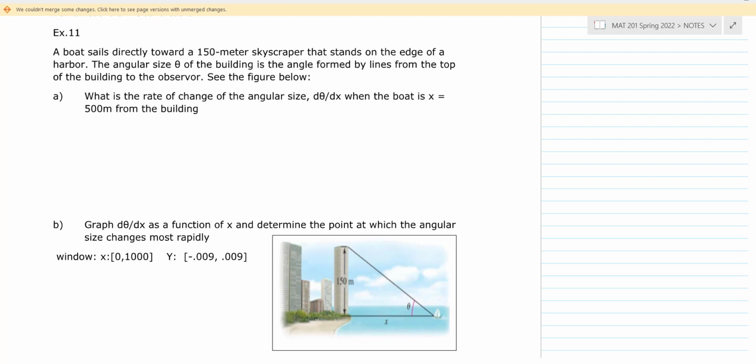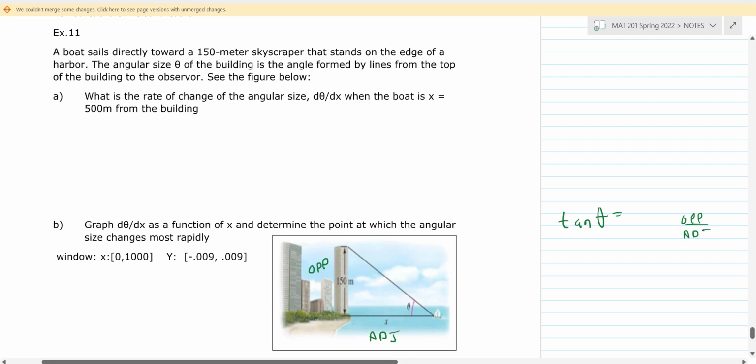So we actually have two choices on this. If you look at theta and look at this side diagram, that's the side opposite. This is the side adjacent. So remember, the tangent of theta is opposite over adjacent, and in this diagram that would be 150 over x. We could also use the cotangent of theta, which is the reciprocal, adjacent over opposite, which is x over 150.